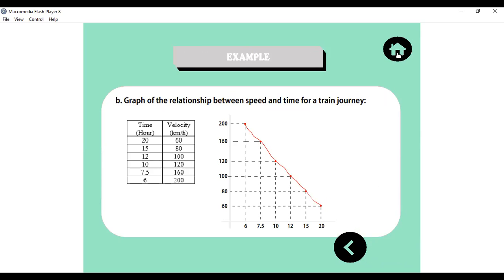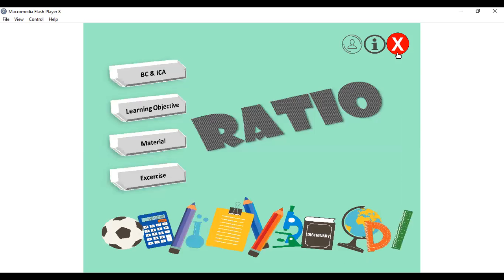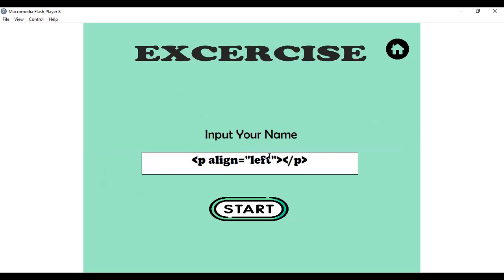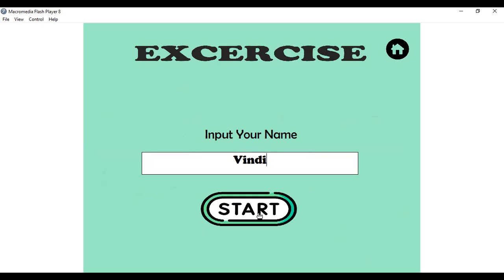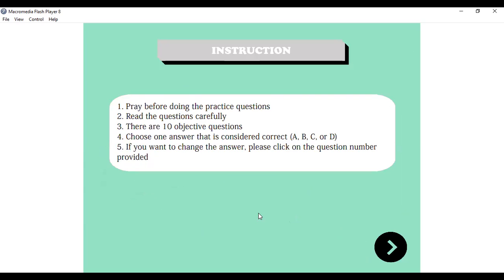Okay, that's all for the material menu. And then we go next to the exercise. On the exercise menu, students are asked to enter their name and press the start button. There are instructions about the exercise.